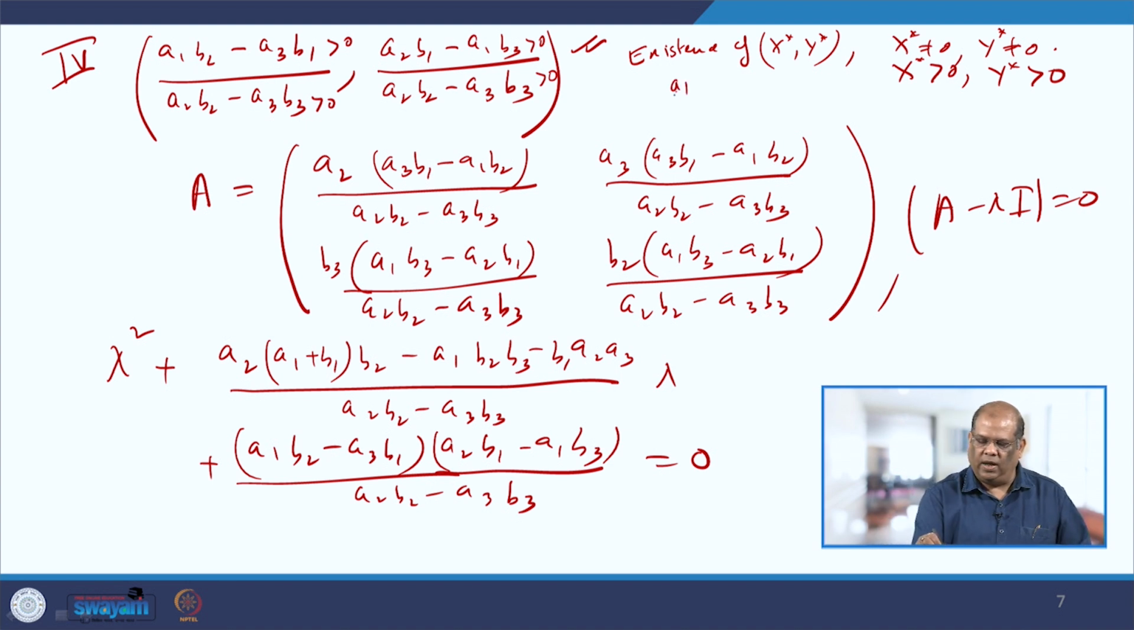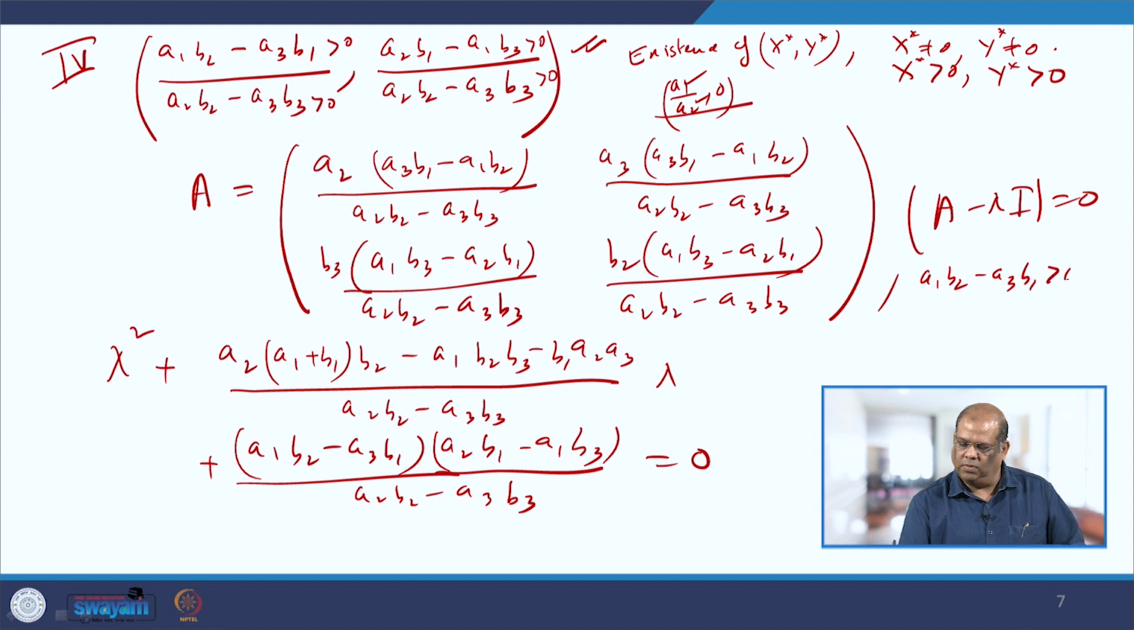Previously, we had something like (A1/A2, 0), where both A1 and A2 are positive. So, this is obviously a positive quantity, but here we have to follow the condition that A1 B2 minus A3 B1 must be positive, A2 B2 minus A3 B3 must be positive, and A2 B1 minus A1 B3 has to be positive.